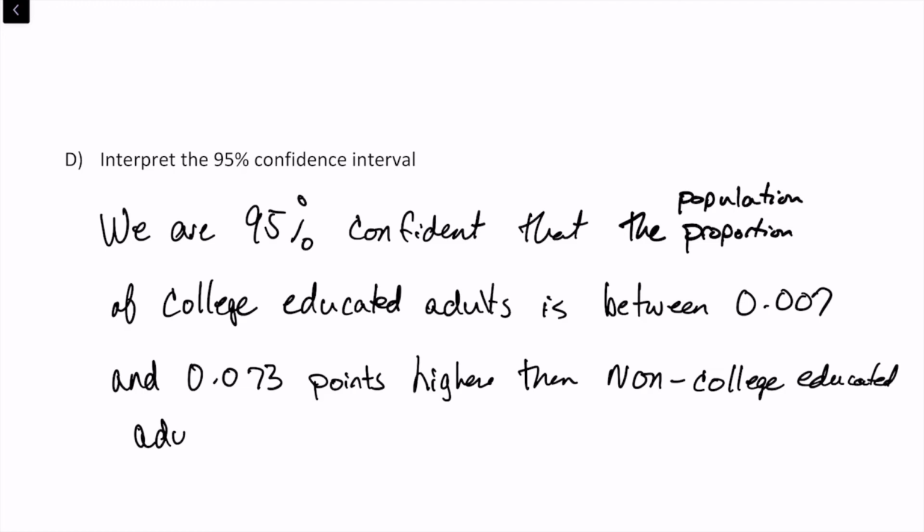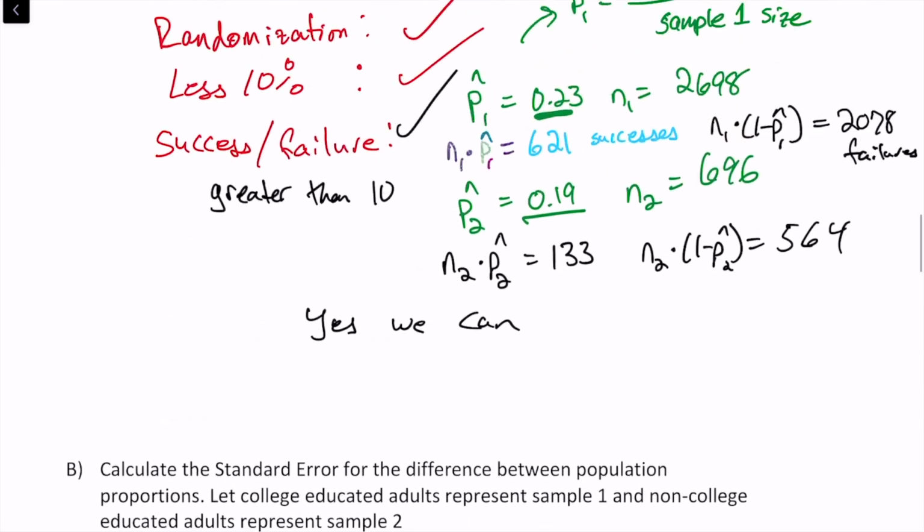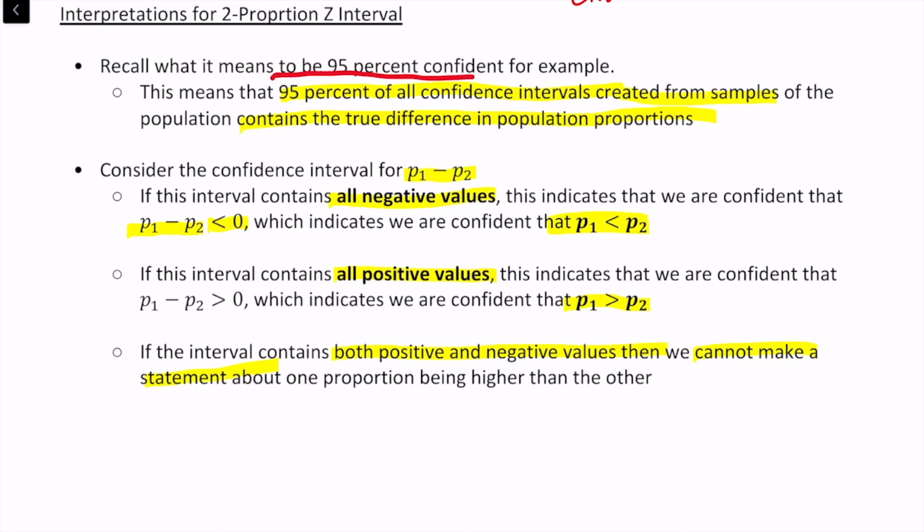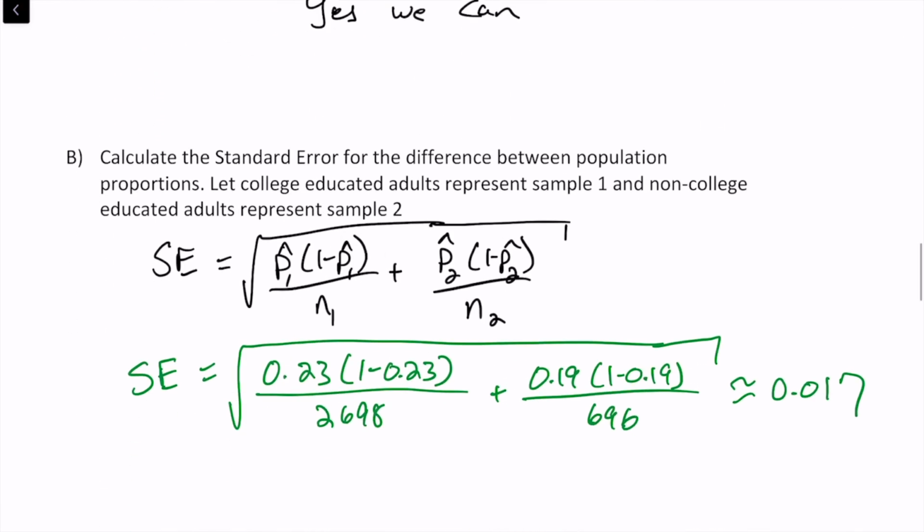Okay, once again, why can we say that it's higher? Because the confidence interval contains all positive values. Let's go all the way back. Remember we said when the confidence interval contains all positive values, that means that p1 is higher than p2. Okay? All right.